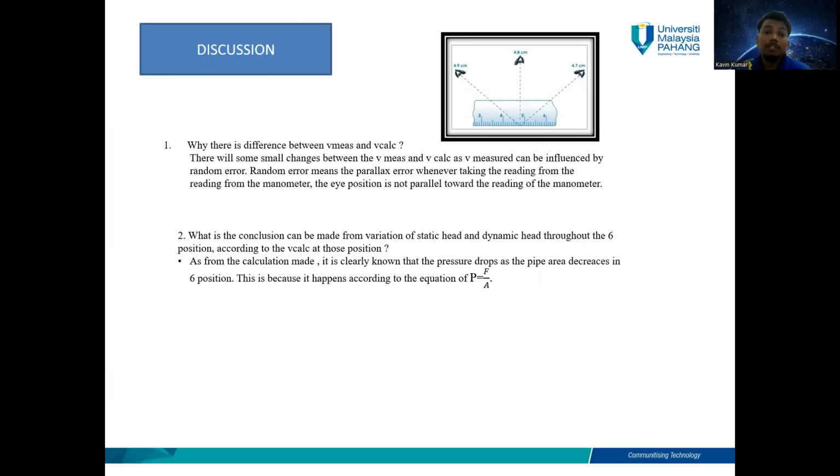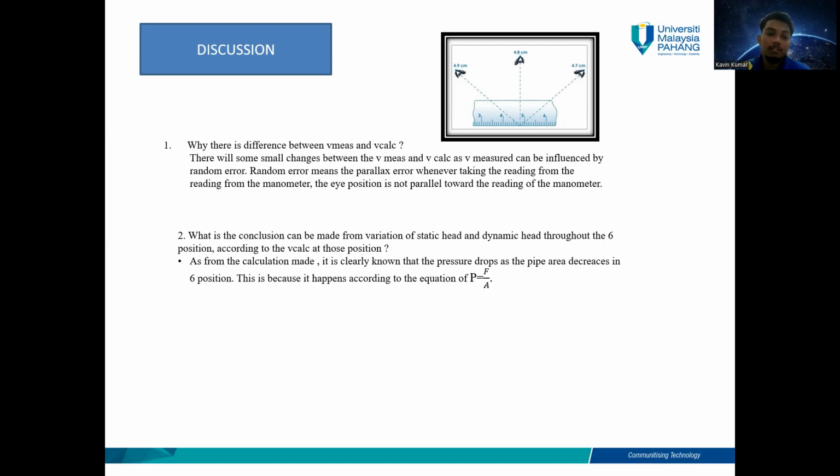Next, I would like to give an explanation on the discussion part. As the first question, why is there a difference between V measured and V calculated? As we know, there are small changes in the graph between the V measurement and V calculation because of the parallax error that could have occurred during our lab time. So what is parallax error? Parallax error is when the reading can be viewed differently whenever we take the reading during the lab time, because the position of the eye is not parallel to the meniscus of the venturimeter.